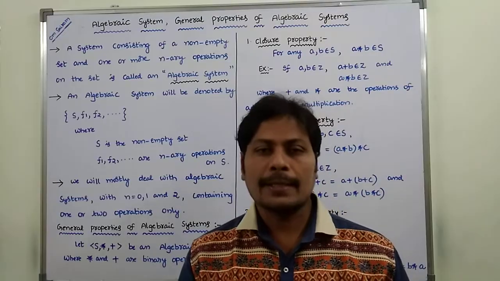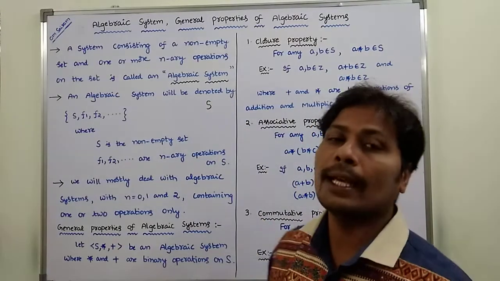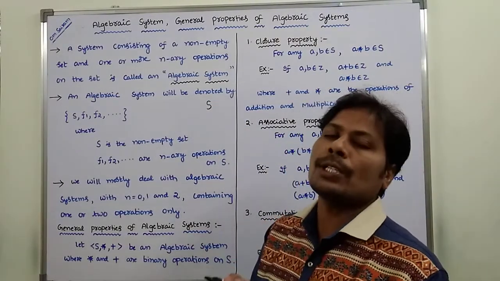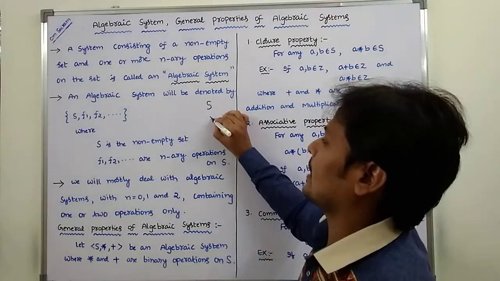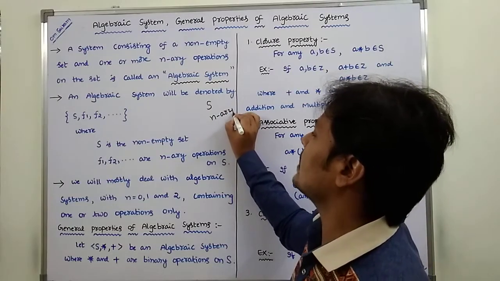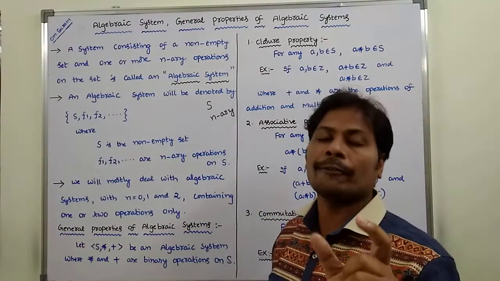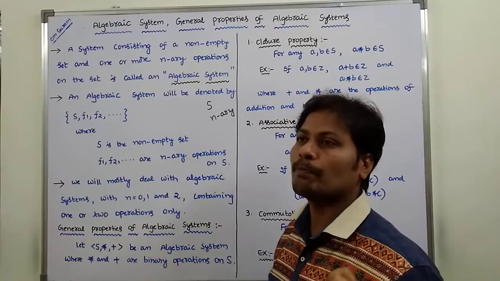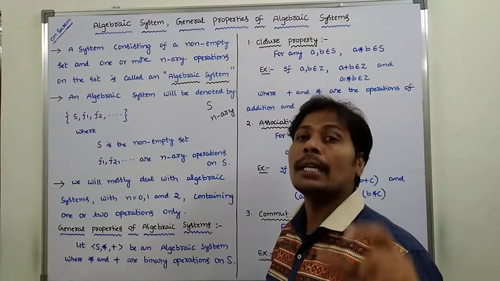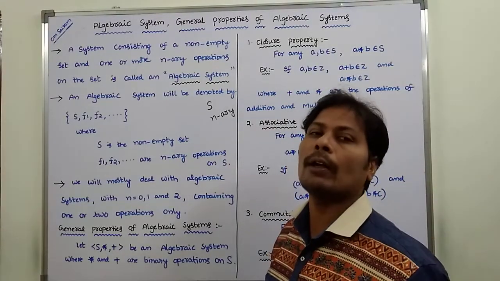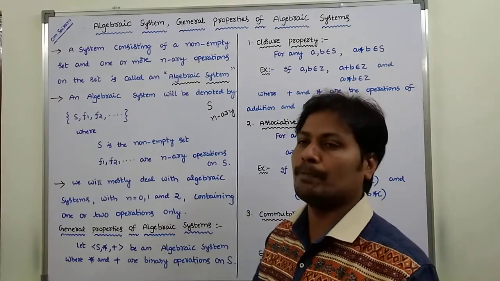An algebraic system means a system consisting of a non-empty set S on which n-ary operations are performed. Here, on a non-empty set S we have to perform n number of operations. That is called an algebraic system.